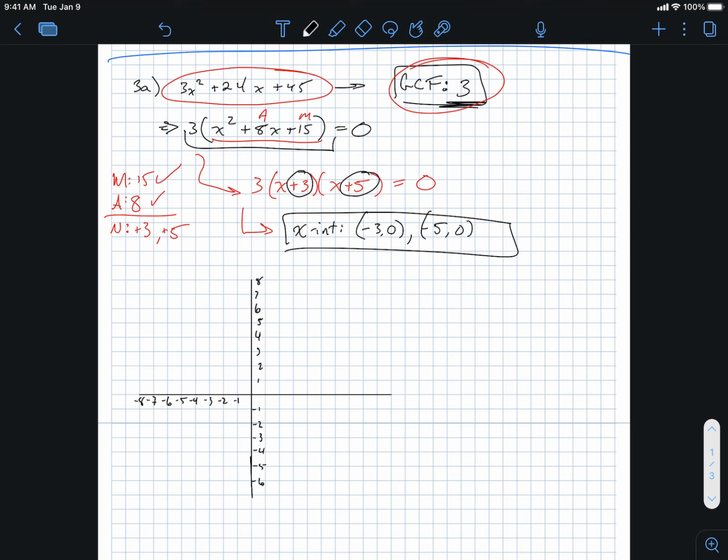Okay, you guys say, okay, let's go plot those points. These two here, these are your x-intercepts, where they cross the x-axis. So we say, okay, -3, 0, and -5, 0. Okay, so there are your x-intercepts.